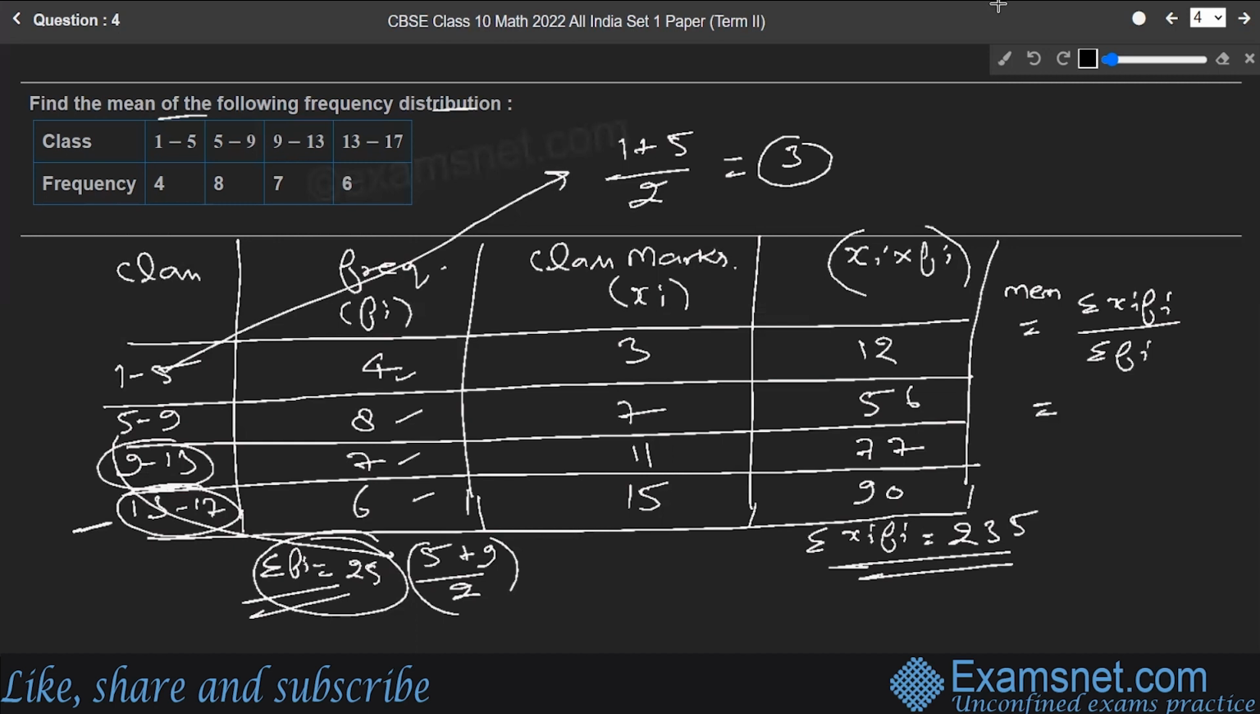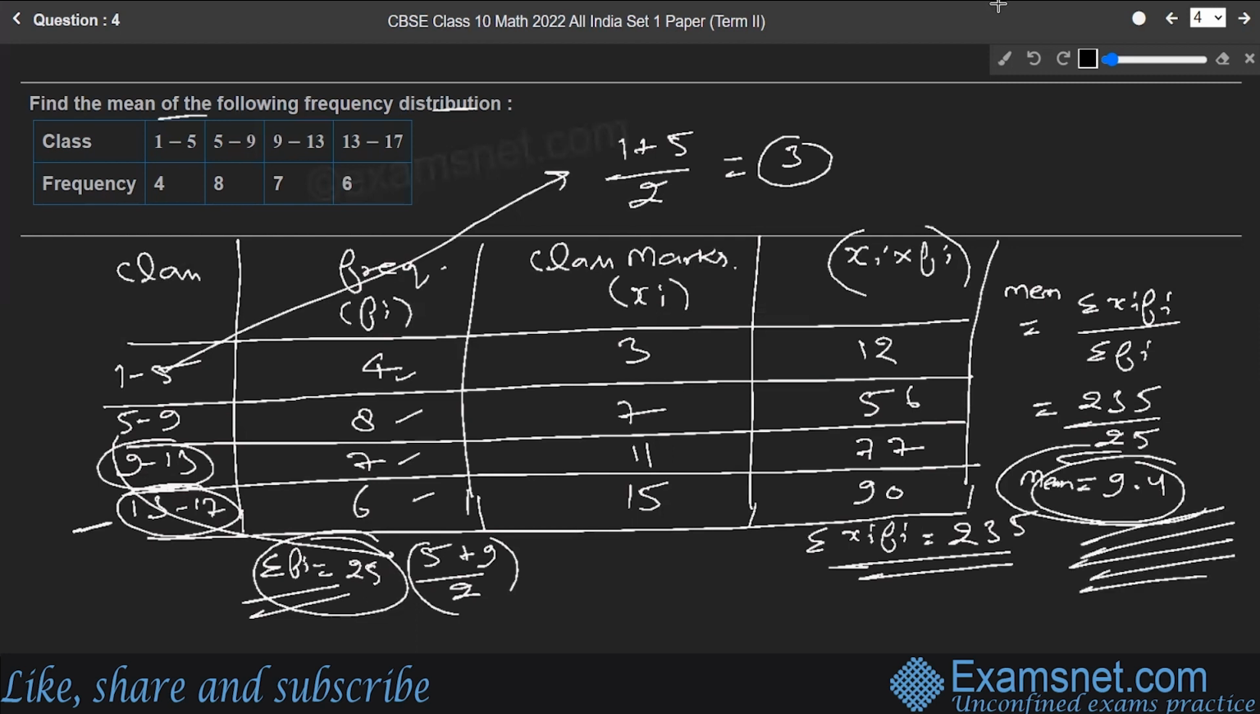Okay, so let us put the values of both. So it's going to be 235 divided by 25. If you solve this, this comes out to be 9.4. So the mean value of the whole frequency distribution is 9.4. That is the right answer.